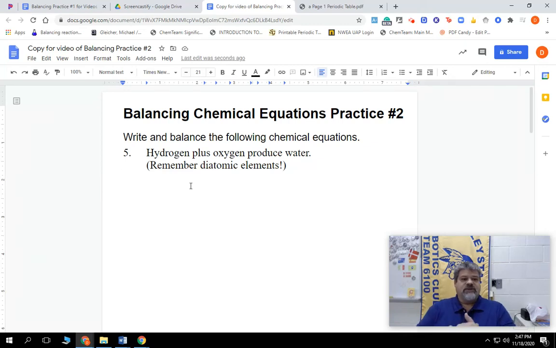Hey guys, welcome to Balancing Chemical Equations, practice sheet number 2, problem number 5. We went from problem number 4, if you remember, which was a skeleton equation. This one is a word equation. So we have to write out the skeleton equation, then we have to go ahead and balance it. One of the things we always remember is diatomic elements, if we have any.